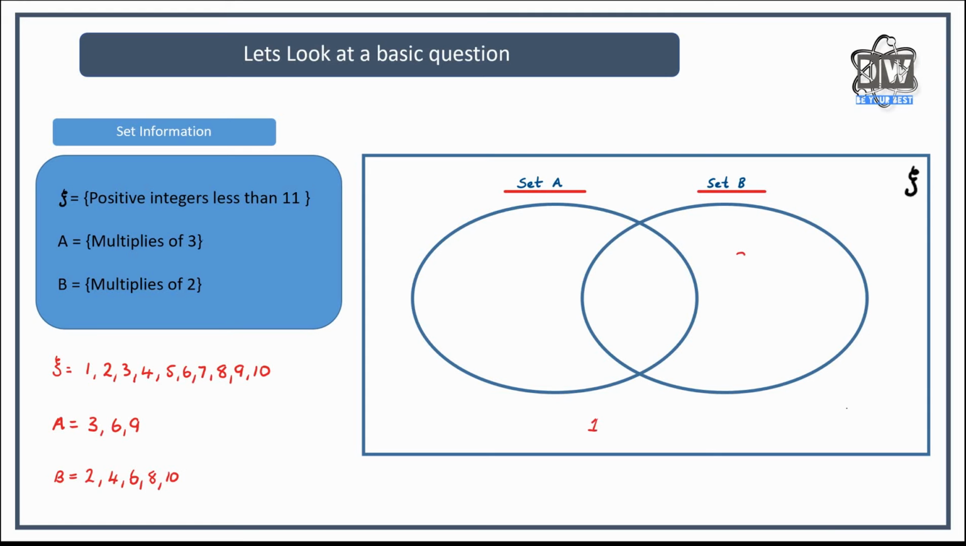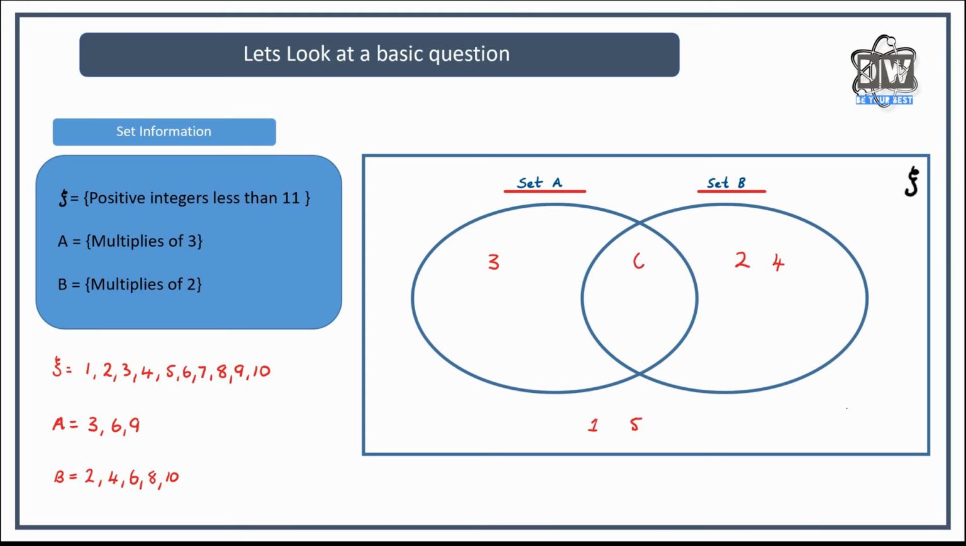Number 2 is in B, so it sits in there. Number 3 is in A, so it sits over there. Number 4 is in B, so it sits in there. Number 5 is not in either. It's not a multiple of 3 or a multiple of 2.